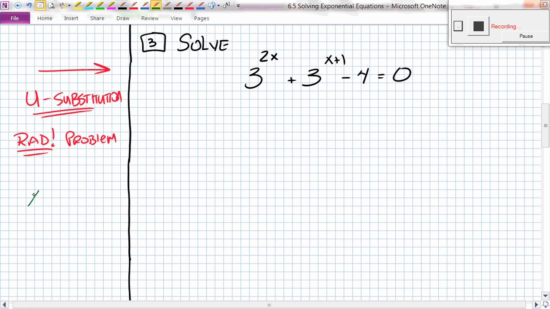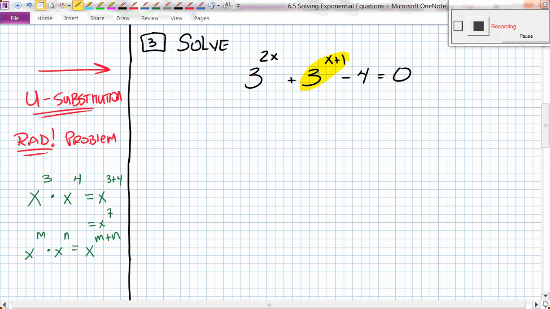If I said x to the third times x to the fourth, what would you do to simplify it? Daniel, what do you think? X to the 3 plus 4, which of course is x to the 7. So if I had x to the m times x to the n, it would be x to the what? M plus n. Okay, that's going to come into play right in the center of this problem.